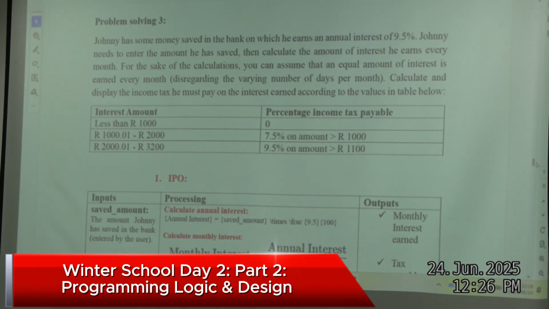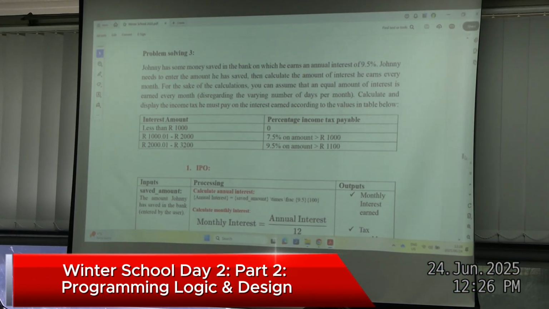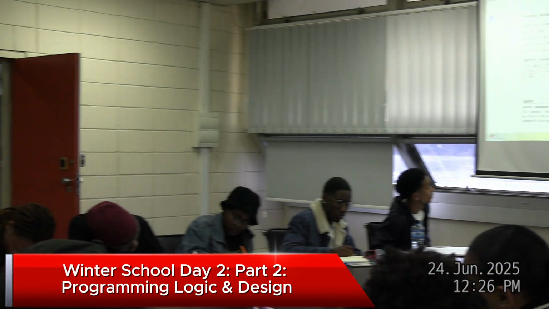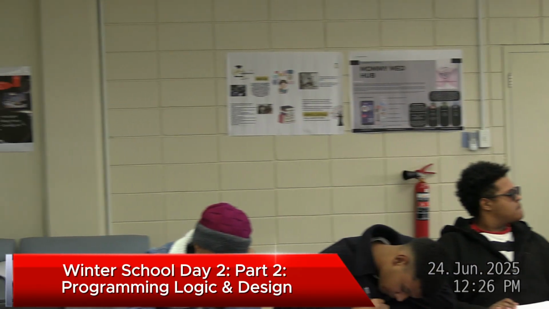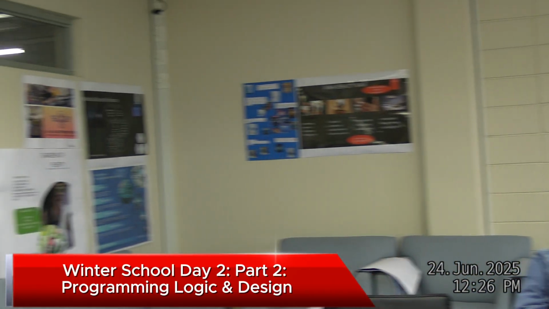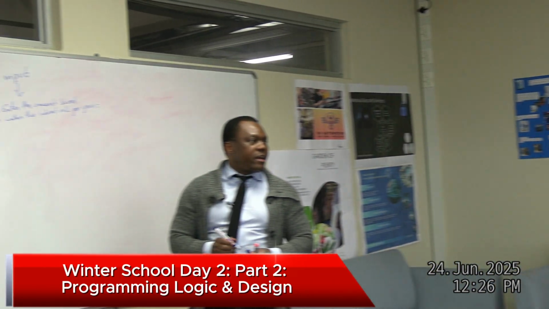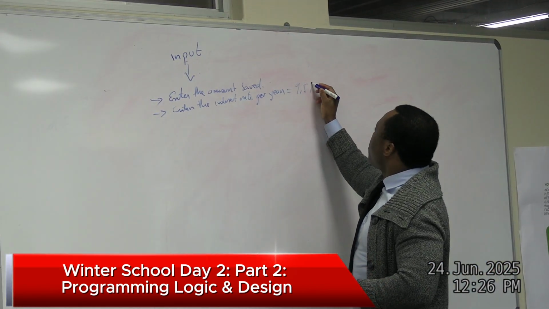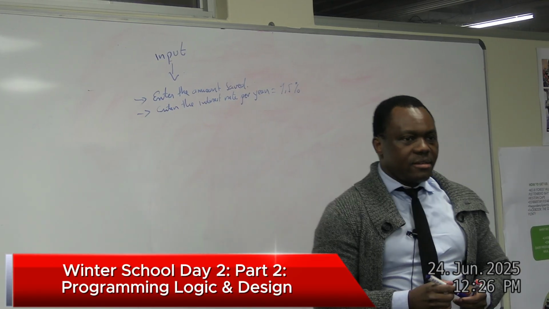Enter the interest rate per year, which is assigned to what? What's the interest rate per year? 9.5%. What else?